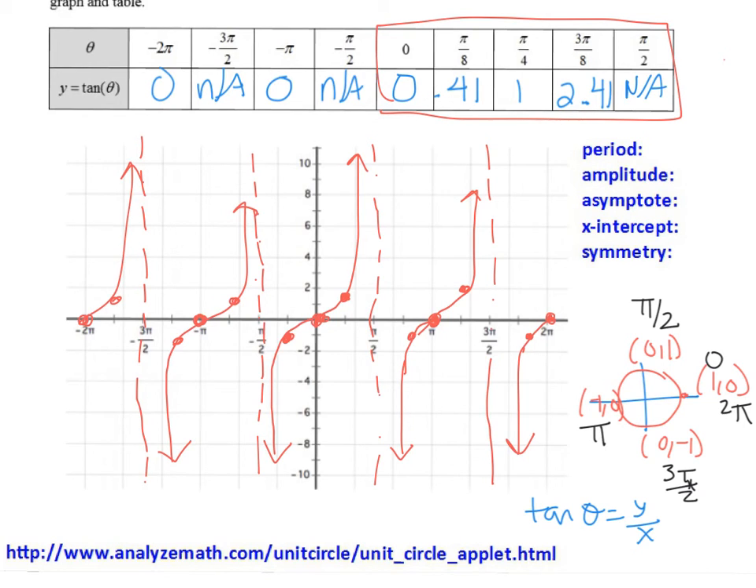So we're going to pause the video here, and in your groups, see if you can determine all of these key features and properties of the tangent graph now that we've sketched the parent function.